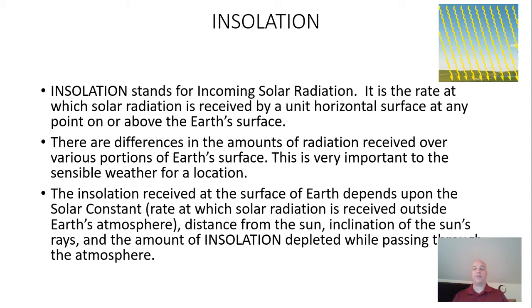The inclination of the sun's rays is basically indicating how direct the sun's rays are. When the sun is overhead at solar noon, are the rays 90 degrees overhead? Are they at 45 degrees overhead? In the polar areas, they are going to be much lower than that. And then there's the amount of incoming solar radiation depleted along the journey of that electromagnetic radiation from the sun. What happens to that as it moves through the atmosphere on its journey down to Earth's surface?